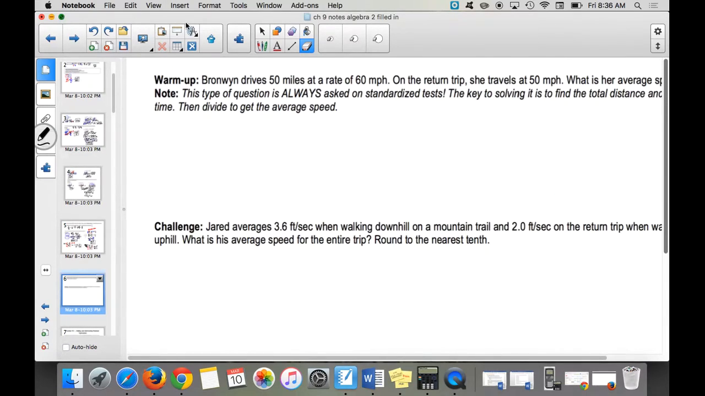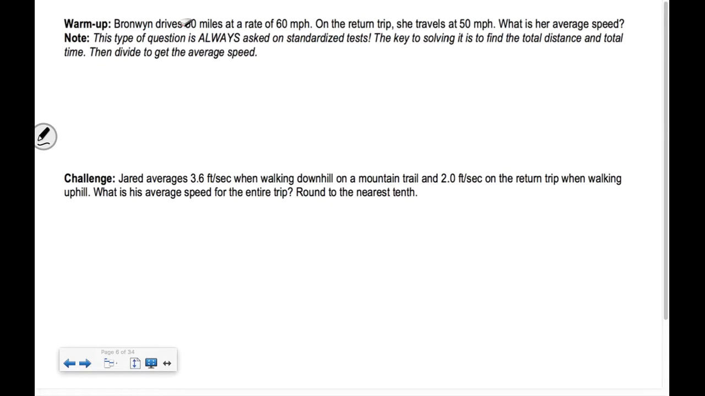Okay, so this was kind of a classic SAT question. These always used to be on the SAT back when I was in school. I don't know if they're still on there today. Maybe they are. I don't know. The SAT has changed pretty dramatically. All right, so it is always asked on standardized tests, though. So the key to solving it is to find the total distance and the total time.